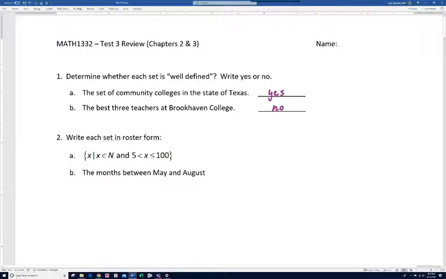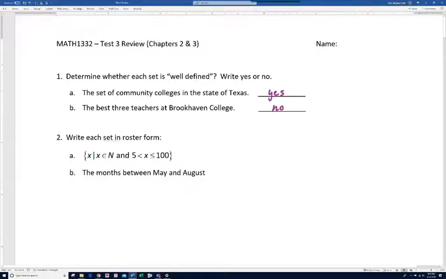Let's see, number 2 says write each set in roster form. So on the first one, if you read this, this is set builder notation. This is the set of elements x such that x is an element of the natural numbers and x is greater than 5 and less than or equal to 100. Basically, x is between 5 and 100, not including 5, but including the 100.